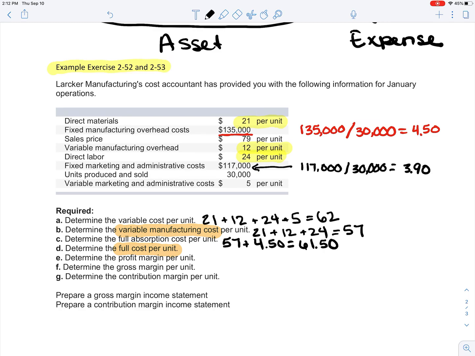So under that full absorption costing, I'm going to take the manufacturing costs that I came up with, everything there, and I'm going to bring in everything that it takes to make this product. So I'm going to start with that 57. I'm going to add in that $5 other variable costs, but I'm also going to add in the $4.50, and I'm going to add in the $3.90. So this is the full cost per unit, and the total is $70.40.